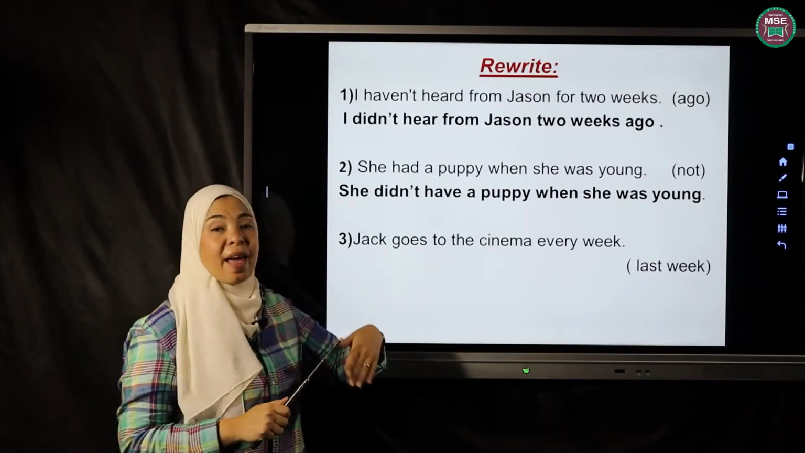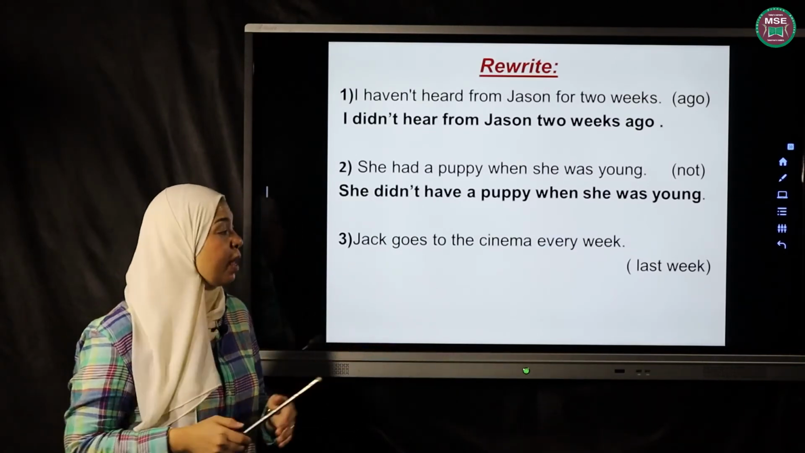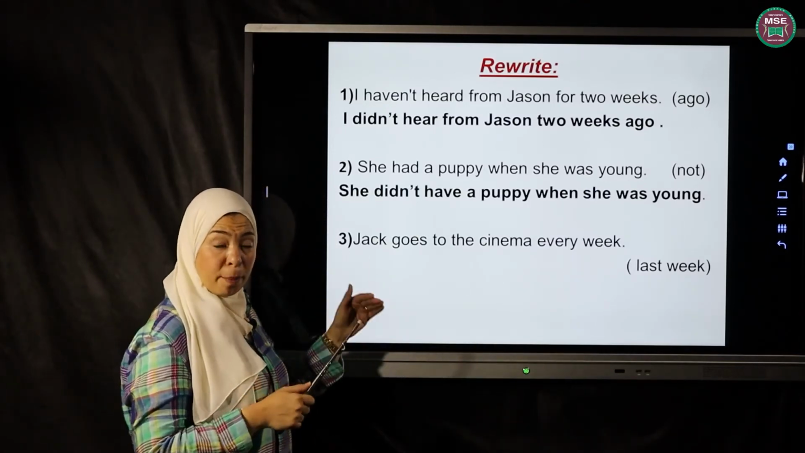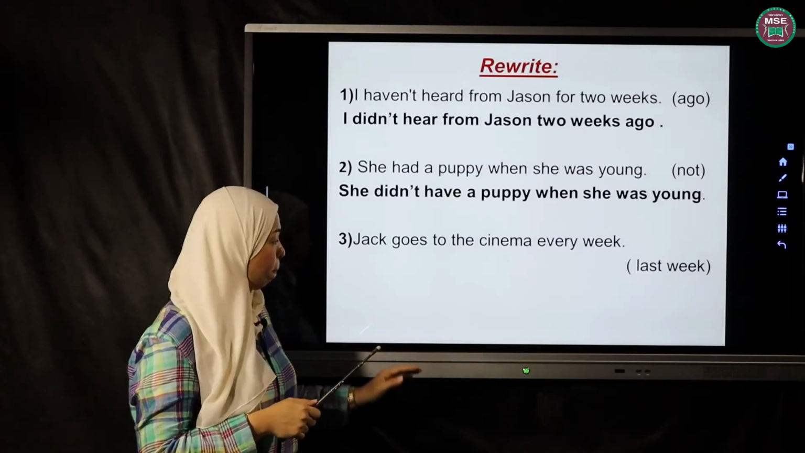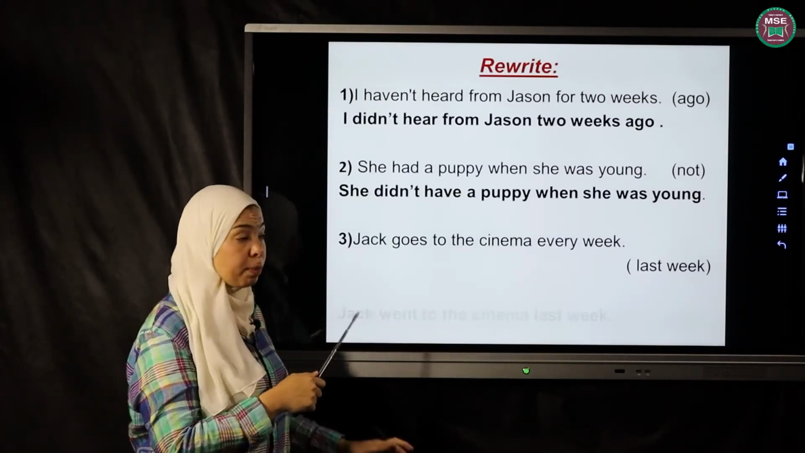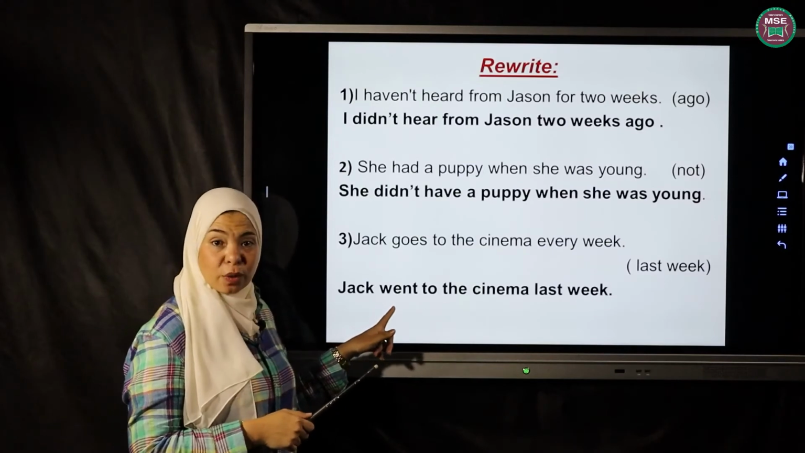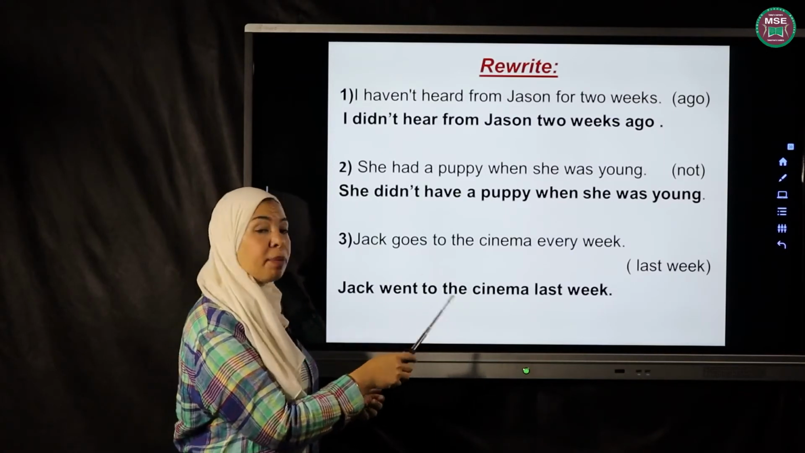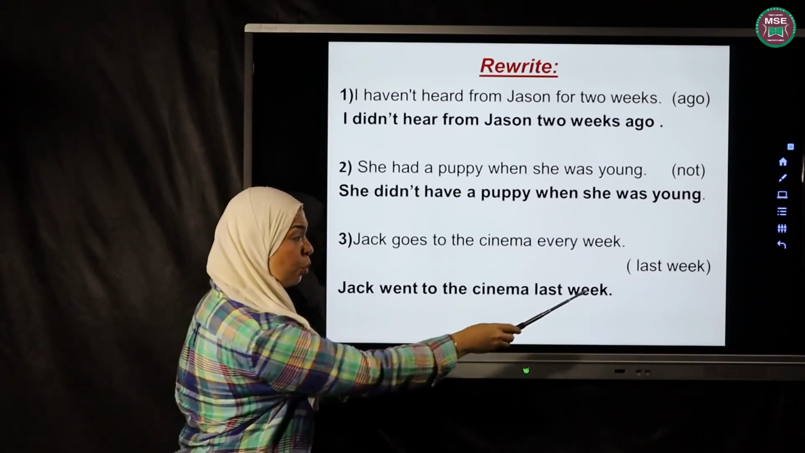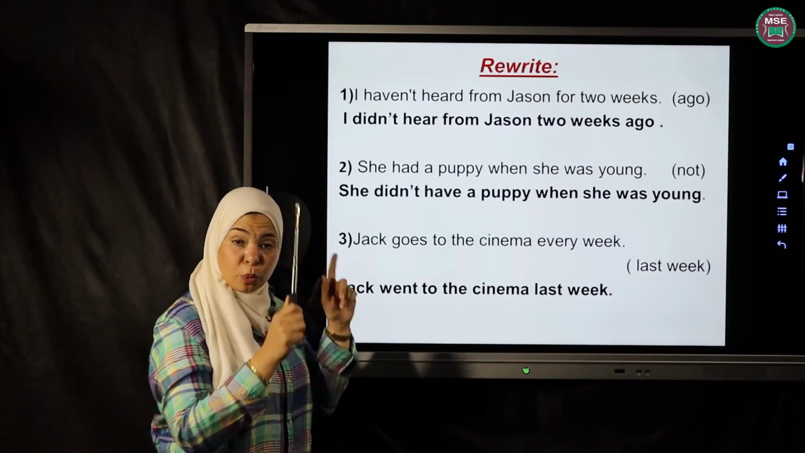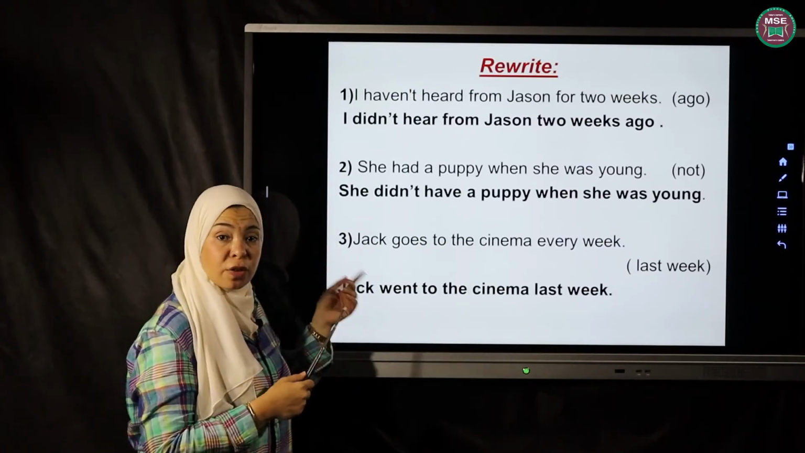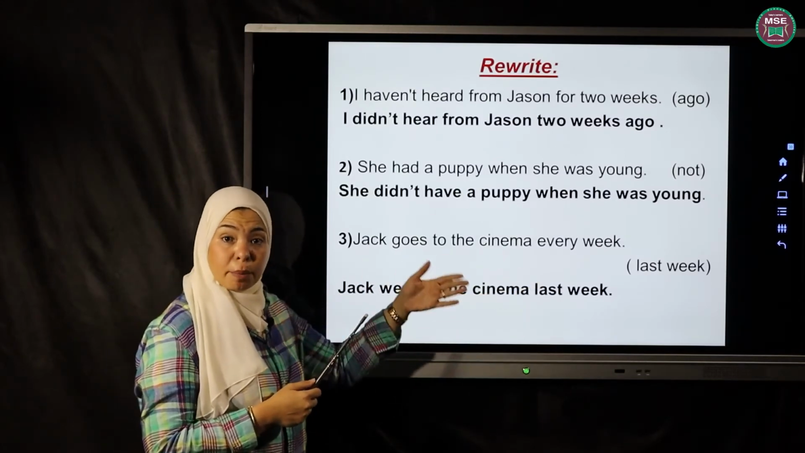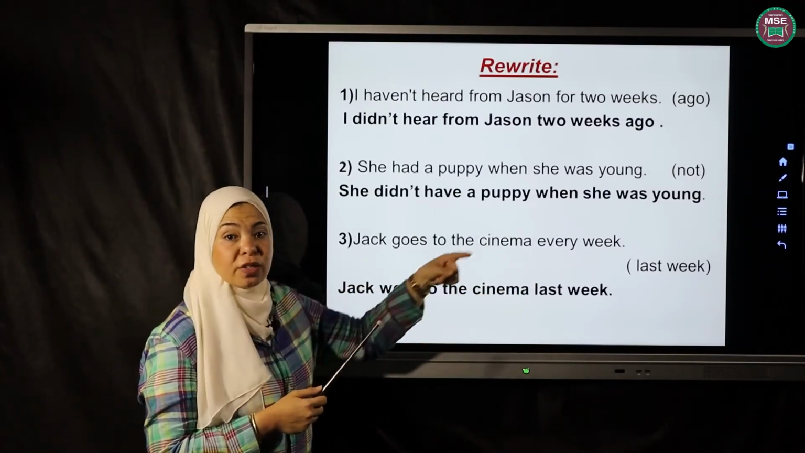The third one. Jack goes to the cinema every week. This is the present simple form. And I want you to use last week. This means that you are going to change the sentence from present simple to past simple. And instead of goes, it will be went. Went, because the past form of go is went. Jack went to the cinema last week. So this is very important: read well what's between the two brackets and try to change the sentence. We call it sentence transformation. That's because I use the given word, but I have to apply the tense which is related to the given word.